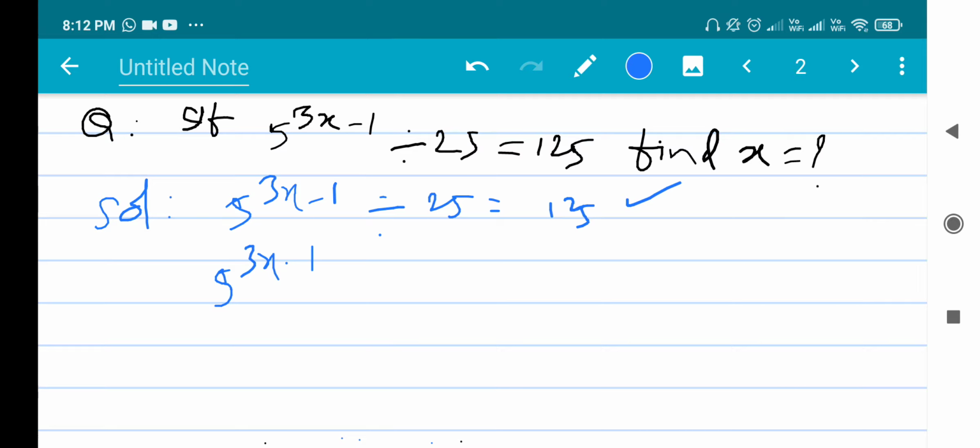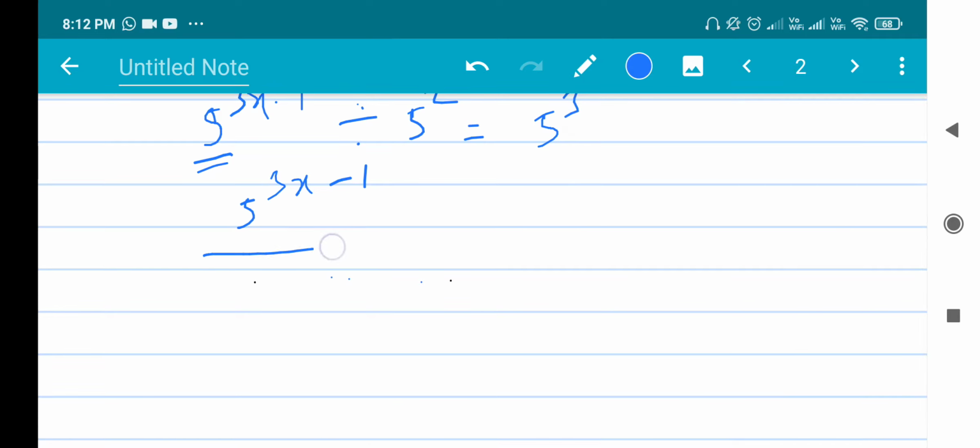Divided by 25 means here the base is 5, so 25 should be converted to base 5. 25 is nothing but 5 into 5, that means 5 square, is equal to 125. 125 means 5 to the power of 3, that is 5 into 5 into 5. Now 5 to the power of 3x minus 1 divided by 5 to the power of 2 is equal to 5 to the power of 3.